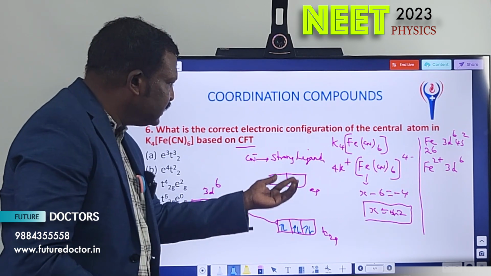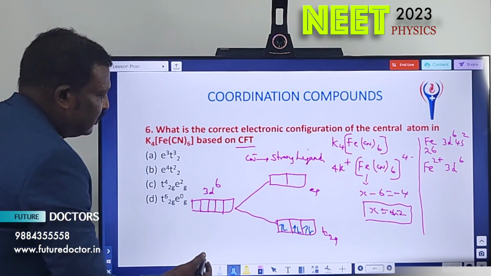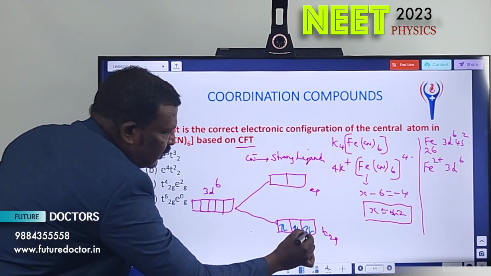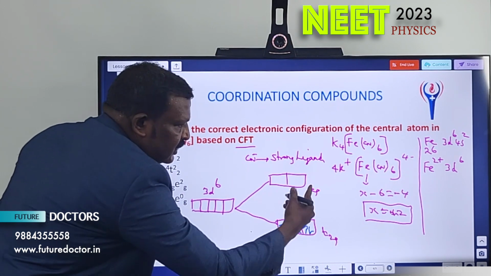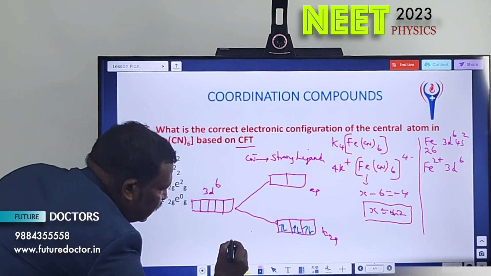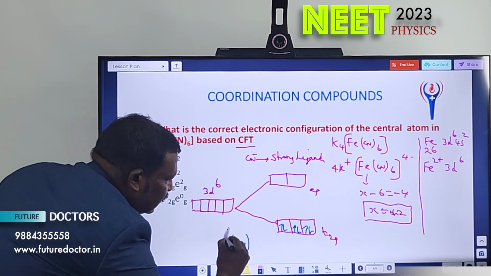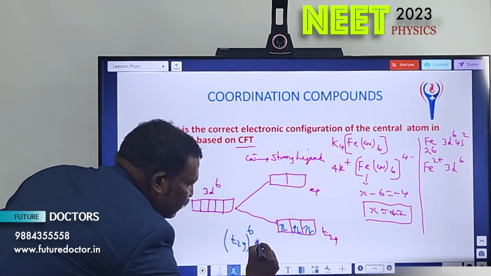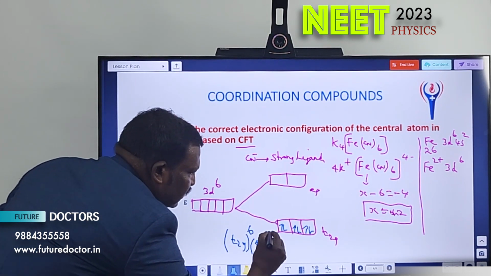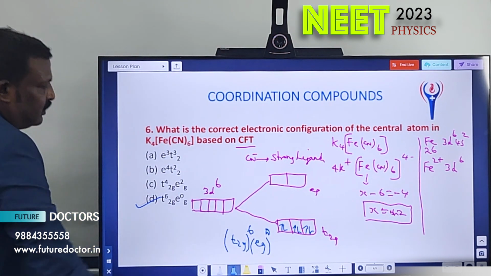If you have a weak ligand, here also we can put electrons. But now, what's the configuration? You tell me. T2g has 6 electrons and eg has no electrons. So eg has 0. Now see the option: T2g 6, eg 0. That's the correct one. Understood?